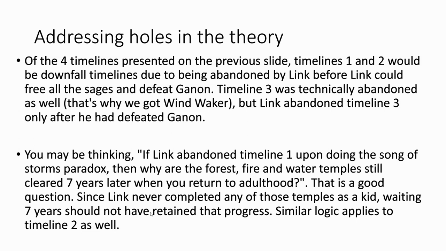So let's address some holes in the theory. To review one more time, timelines 1 and 2 would be downfall timelines due to being abandoned by Link before Link could free all the sages and defeat Ganon. And timeline 3 was the adult timeline, which was technically abandoned, which was why we got Wind Waker. But he abandoned timeline 3 only after he defeated Ganon. And timeline 4 was the child timeline.